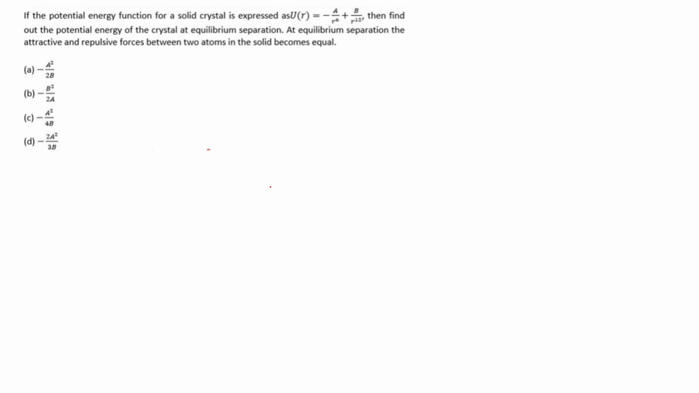At equilibrium separation, the attractive and repulsive forces between two atoms in the solid become equal. So, what is the equilibrium condition? The options are: option A is minus a square by 2b, option B is minus b square by 2a, option C is minus a square by 4b, option D is minus 2a square by 3b. So these are the four options. What is given? The potential U of r is equal to minus a by r to the power 6 plus b by r to the power 12.